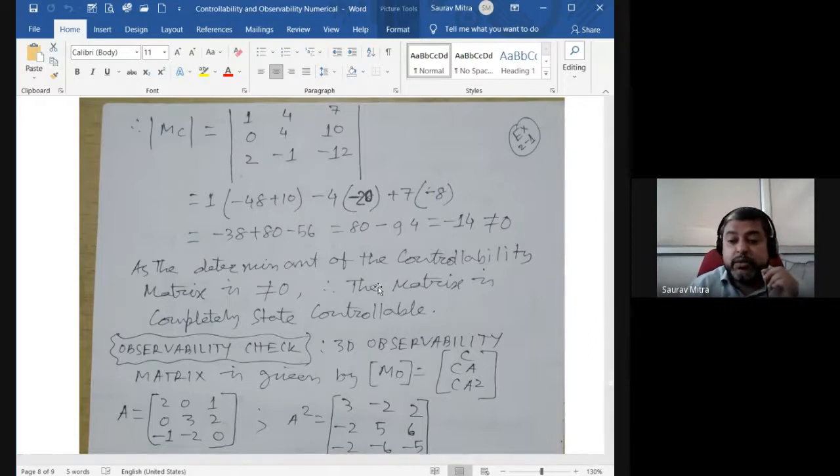So if it is 0, then what? Then you have to find the rank. Okay, so how many ranks? So 3 state variables are there. That means it's a 3 by 3 matrix. So the maximum rank can be 3, the minimum rank can be 0.